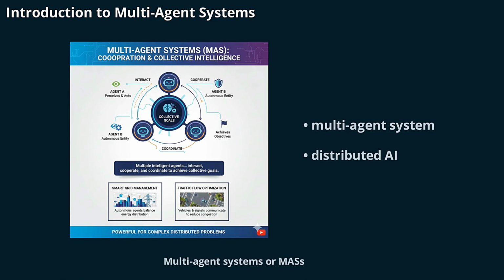Multi-agent systems, or MASs, are a key area in distributed artificial intelligence. They consist of multiple intelligent agents that interact, cooperate, and coordinate to achieve collective goals. Each agent is autonomous, perceives its environment, and acts to meet its objectives. MASs are powerful tools for tackling complex problems that single-agent systems cannot handle alone.